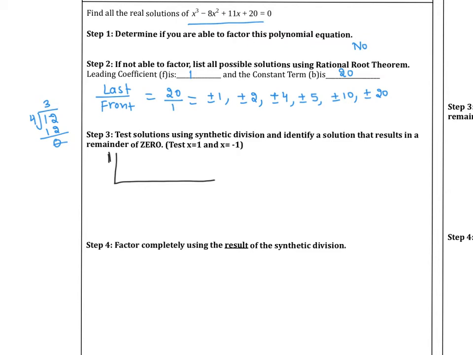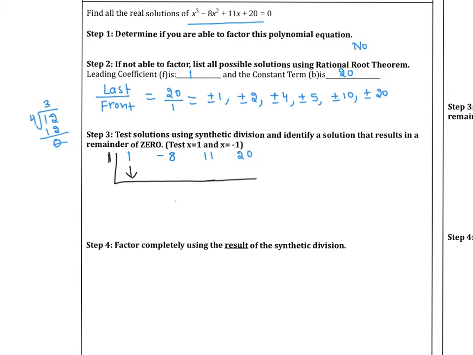Here we are going to write the coefficients of the polynomial. So it's going to be 1, negative 8, 11, and 20. And we are going to divide it with 1. So bring down the 1 as it is.